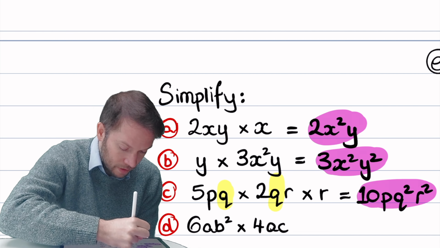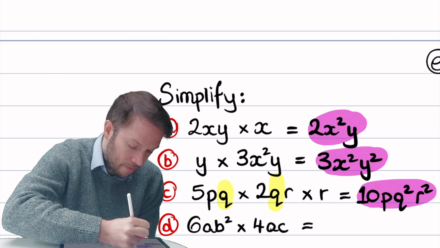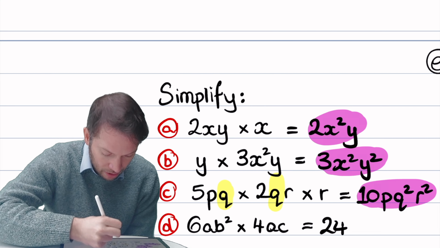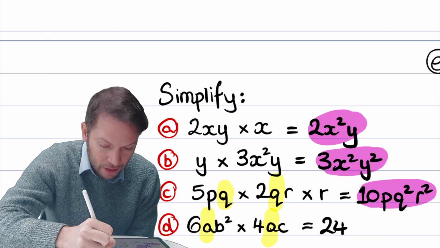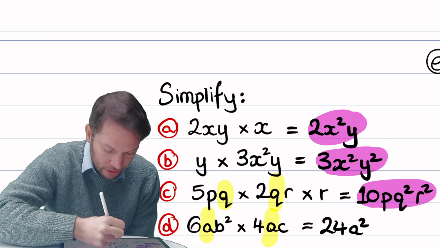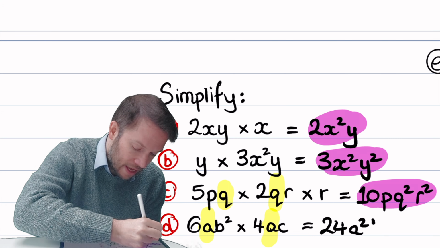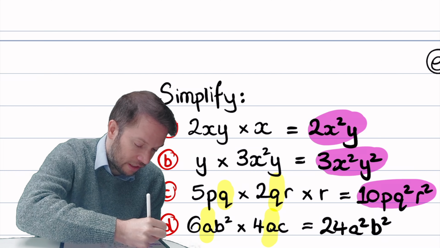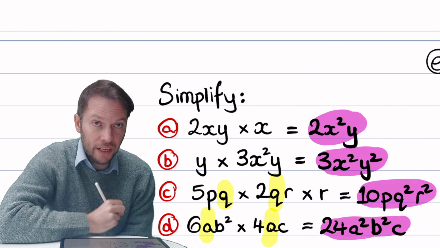Final one. Let's do the numbers first. We've got 6 times 4 is 24. Then the letters in alphabetical order, A, B, then C. I've got an A here and an A here. Let's just highlight that. A here, A here. A times A is A squared. What about the B's? I can see we've got this B squared term here. There's no other B's, so we've just got B squared. And then finally, what C's do we have? It's just this C here, so we've got a C in the answer. So our final answer is 24 A squared B squared C. That's the final answer.